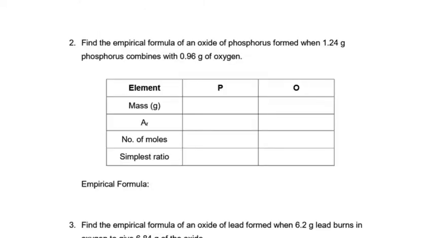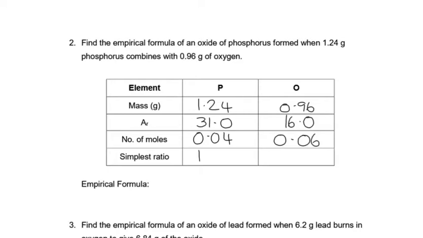So have a go. Convert mass to moles, divide it by the smallest, multiply till whole. I've converted the masses to moles, and now I'm going to divide by the smallest. So if I divide by 0.04, this is going to be 1. But if I divide this by 0.04, this is going to be 1.5. So now I'm going to multiply till whole. So what would I need to multiply these numbers by to get whole numbers? I'm going to multiply by 2, and I'm going to get a 2 and a 3. And so my empirical formula is going to be P2O3.